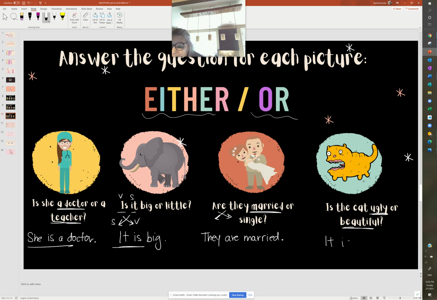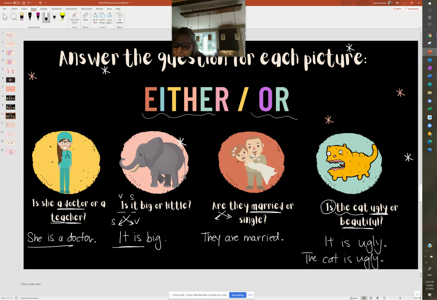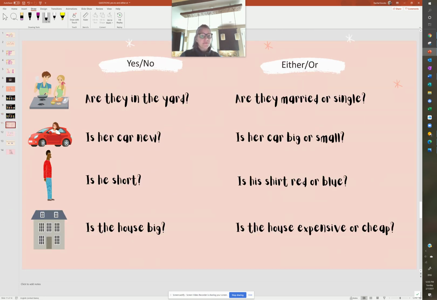It is ugly, right? And I do have here subject and verb. I could have said the cat is ugly also, right? That is okay. So for yes, no, we can have a short answer. For either or, we must select. Let's look at some different ones.